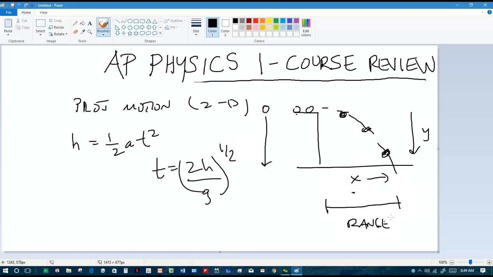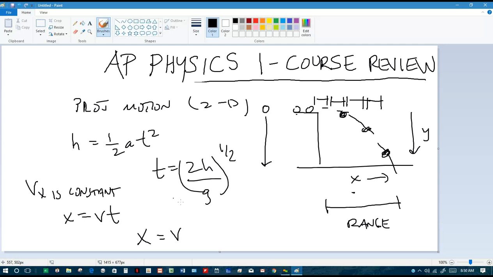And if they're asking for what's called the range, which goes from here to here, it moves horizontally at equal intervals. So if it moved that far in the first second, it would move that far in the next second, that far in the next second. Every second it moves horizontally equal distances because the horizontal velocity is constant. And since our formula for constant velocity motion was x equals vt, you could chart out this thing's horizontal position by just plugging in for t here.